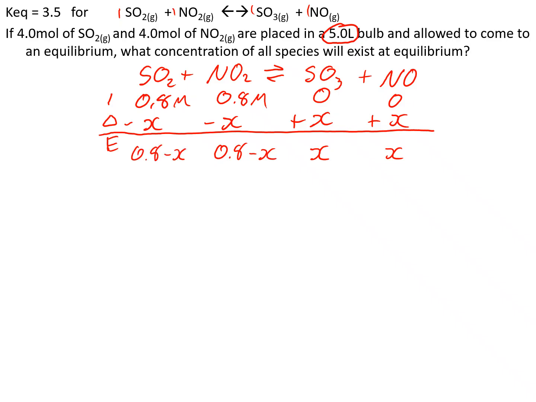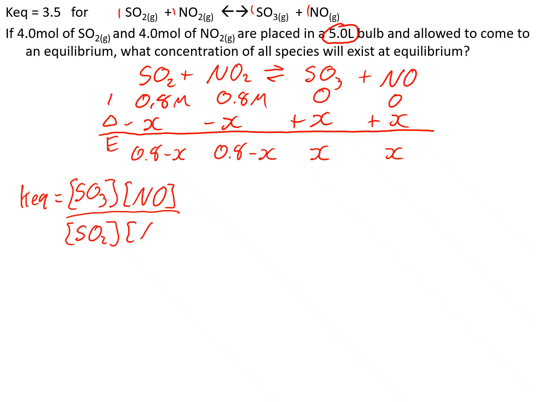And now we input it into our KEQ expression. So our KEQ expression is our products, which is SO3 and NO, over our reactants, SO2 and NO2.